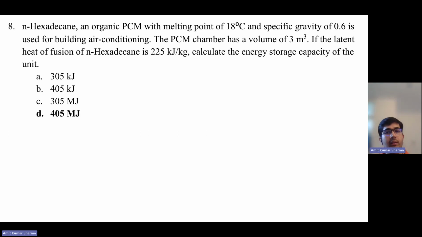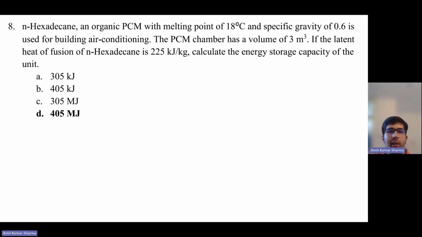Option number 8. N-hexadecane, an organic phase-change material or PCM with a melting point of 18 degrees centigrade and specific gravity of 0.6, is used for building air conditioning. The PCM chamber has a volume of 3 meter cube. If the latent heat of fusion of n-hexadecane is 225 kJ per kg, calculate the energy storage capacity of the unit. So you have been given some data. Now you have to find out the energy storage capacity of the unit.